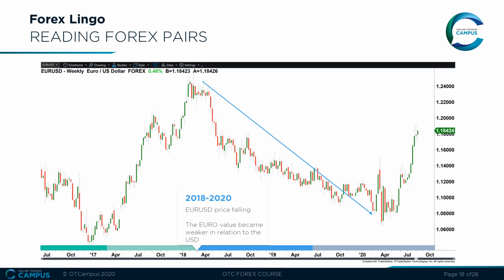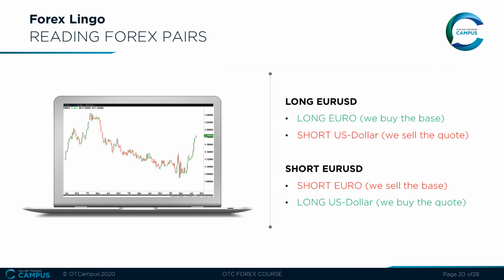Then from 2020 to today, Euro US dollar rallied massively in value. That means that the pair is becoming more expensive. The base currency becomes more expensive compared to the quote currency. Or in other words, you need more of the quote currency to buy 1 unit of the base currency. Simply put, from 2018 to 2020, the euro value became weaker in relation to the US dollar. And from 2020 to today, the euro value became stronger in relation to the US dollar.